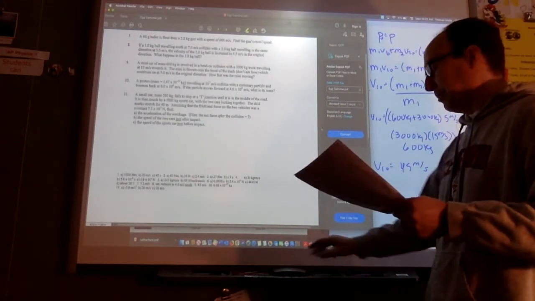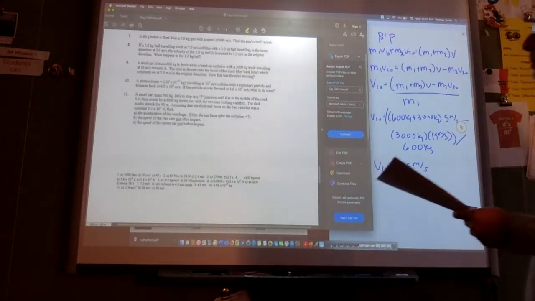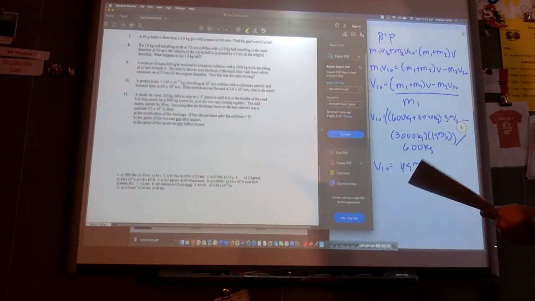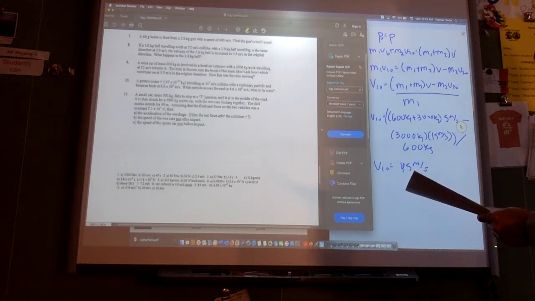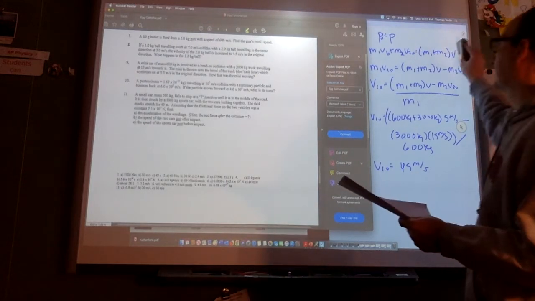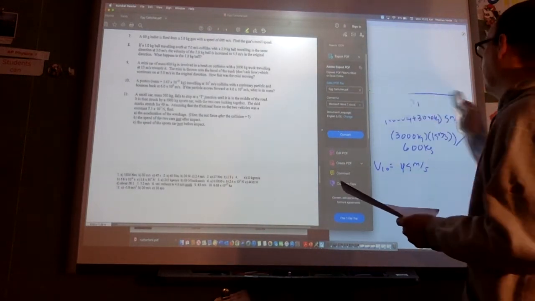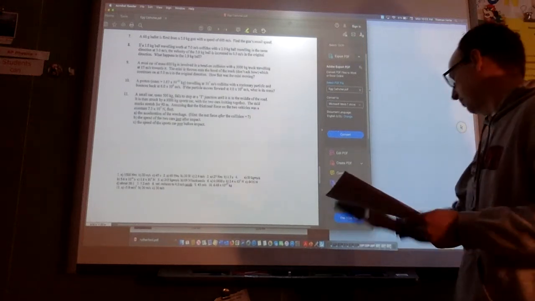And then finally, number 10, a proton of mass 1.67 times 10 to the negative 27th kilograms, traveling at 10 to the 7th meters per second, collides with a stationary particle and bounces back at 6 times 10 to the 6 meters per second. If the particle moves forward at 4.0 times 10 to the 6 meters per second, what is its mass? So another conservation of momentum.